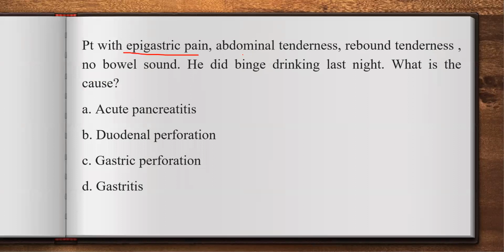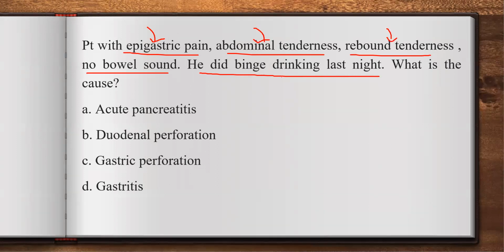Patient with epigastric pain, abdominal tenderness, rebound tenderness. There is no bowel sound. He did binge drinking last night. What is the cause? So, patient presenting to you with epigastric pain, right? There is abdominal tenderness, rebound tenderness, but no bowel sound. Also, there is a binge drinking history last night. So options are acute pancreatitis, duodenal perforation, gastric perforation, gastritis. Now, gastric perforation is not very common, so rule that out. Gastritis will not cause rebound tenderness or absence of bowel sound. Only between A and B you need to choose.